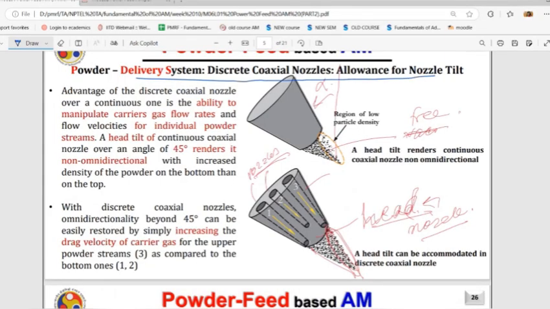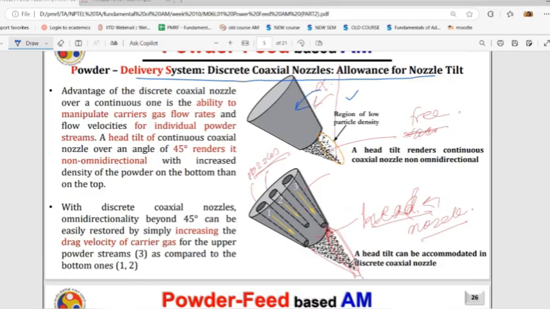Discrete coaxial nozzle. In the case of a discrete coaxial nozzle, if you are delivering the powder through this type of 1, 2, 3, 4, or 6 nozzles, then you have to make sure that if your head tilts at one angle, your powder feeding should not be hampered. Like if you see this diagram, in the first case the powder is also getting affected by gravity because of the tilting of the head.